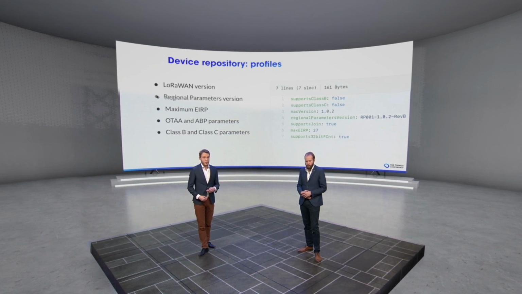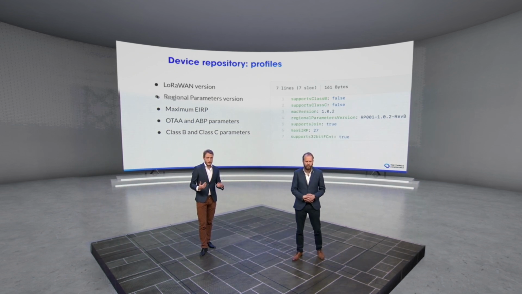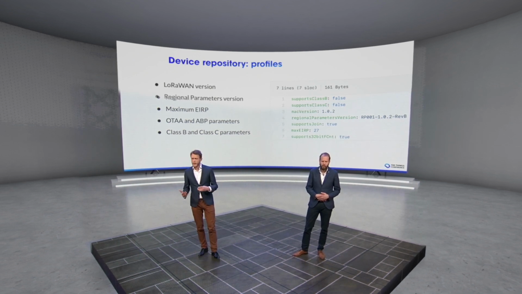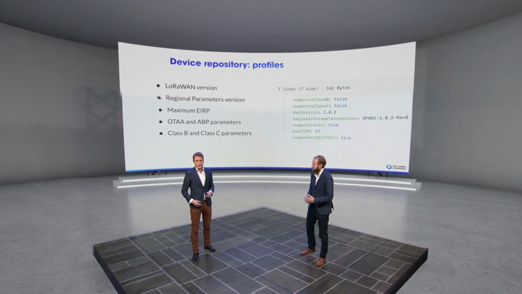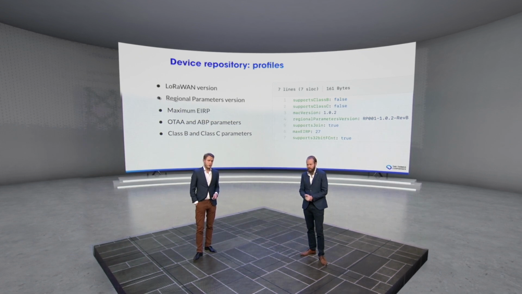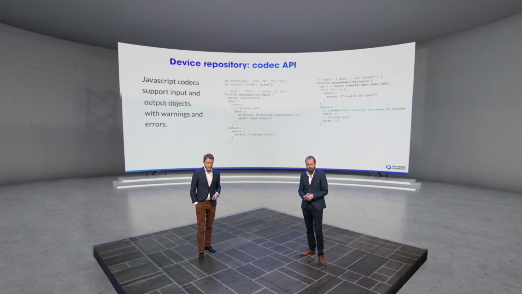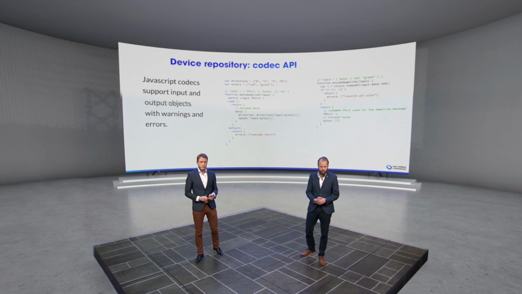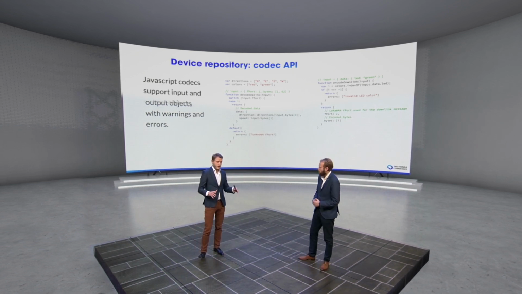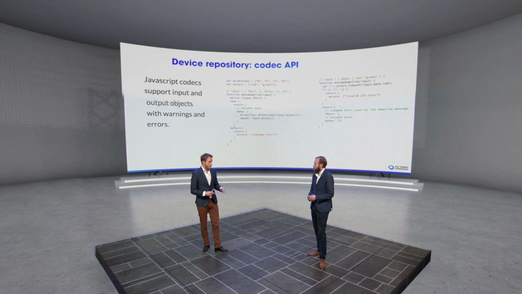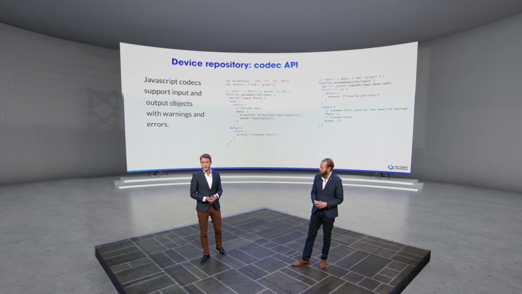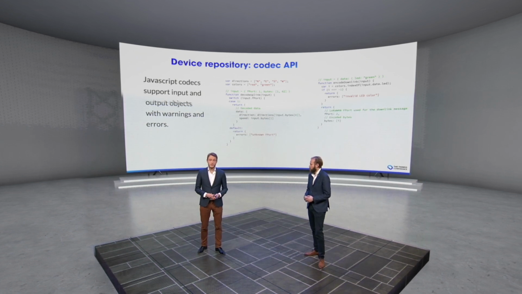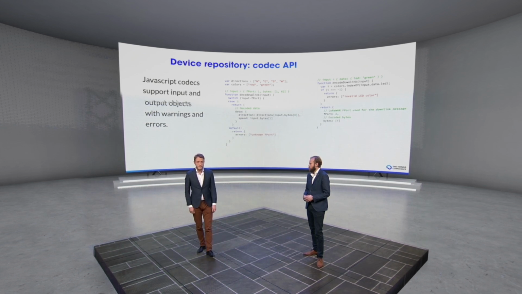So just as an example, these are the LoRaWAN version, the regional parameters version, things like the ERP, if it's OTAA or ABP, and what are the channels, the delays and everything, Class B and Class C parameters, all the stuff that you need to know to onboard a device. Besides the profile, it also contains the payload codecs, so no more playing around with JavaScript and bit shifting yourself. These codecs are now provided by the device makers themselves. They maintain it, and you can use it in an open source way.